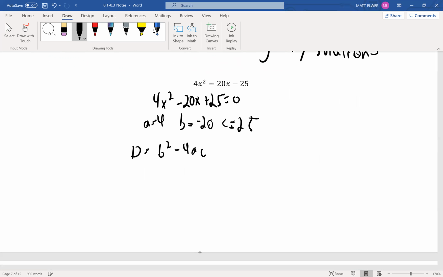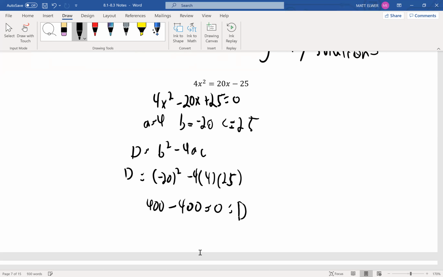Substitute in our values here. We get negative 20 squared minus 4 times 4 times 25. Notice that negative 20 squared is 400. Minus 4 times 25 is 100, right? Times another 4 is 400, right? So we get minus 400 here. And notice that 400 minus 400 is 0, which is our discriminant.